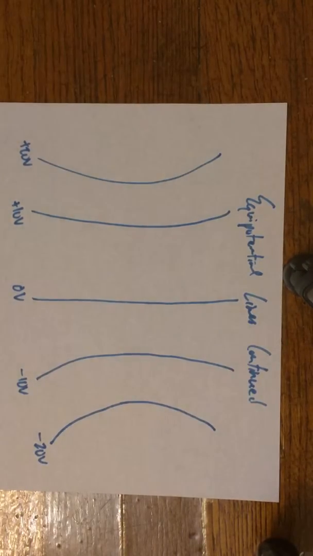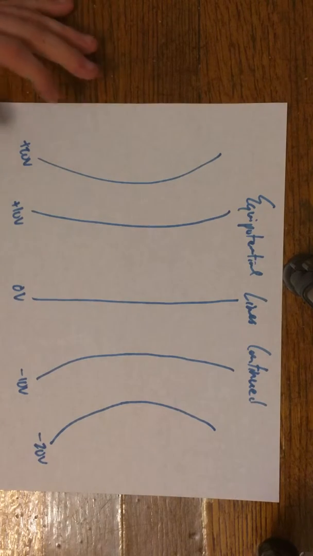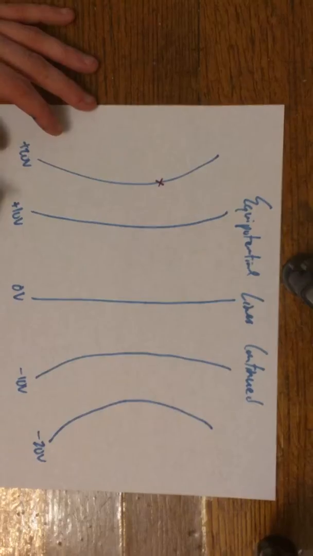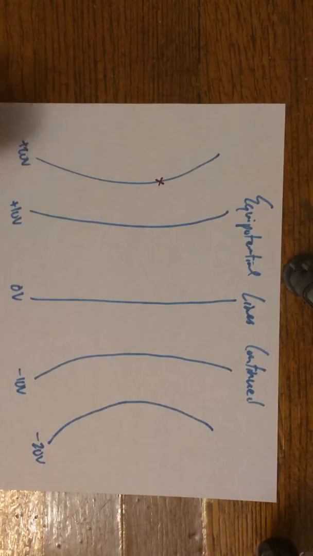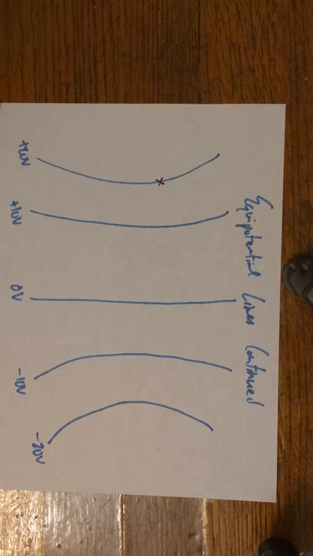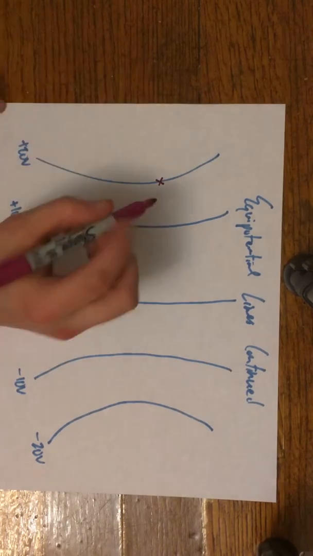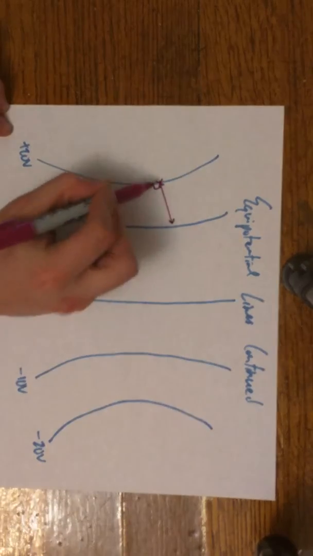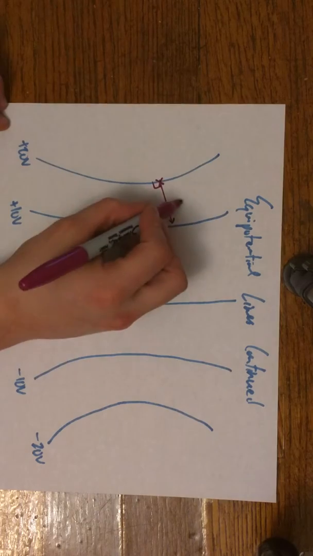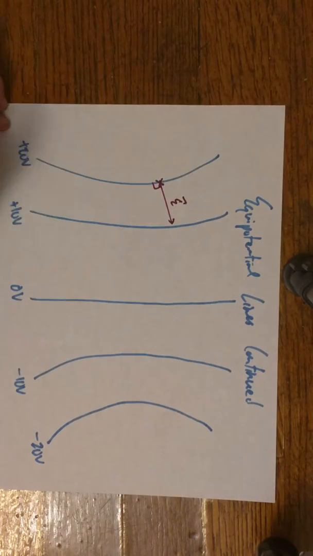Okay, we could then find the E field at any given point. So let's say I want to find the E field at that point in space. Well, I know two things. One, that the E field points from high potential to low potential, so it's going to go in this direction. Secondly, I know that the E field is perpendicular to the equipotential line. So that's my E field at that point in space.